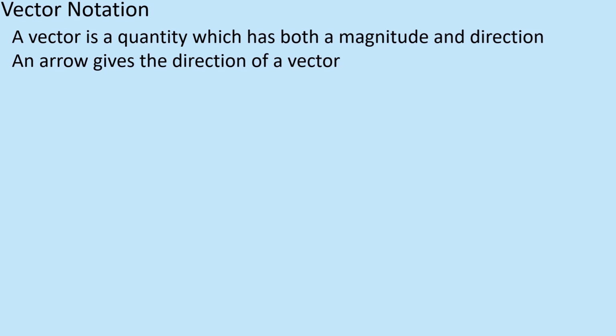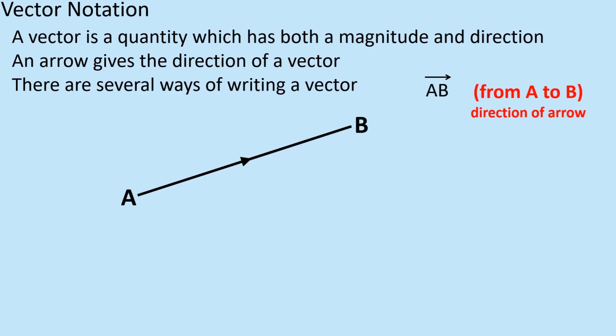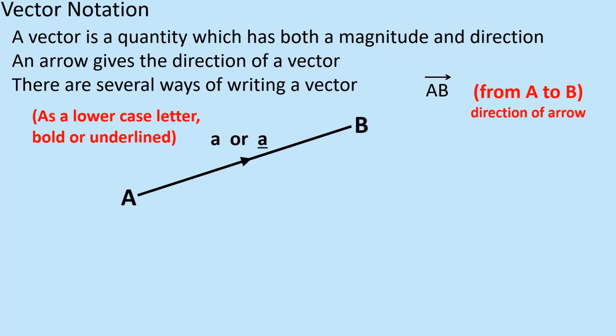Okay, so an arrow gives the direction of the vector, and there are several ways you can write it. You'll see sometimes written like this, an arrow over AB, essentially. Sometimes you'll see it written like this, where you've got A, B, and an arrow above it, and again, that's suggesting you're going from A to B because of the arrow above it. Sometimes they give you a letter, sometimes in bold, sometimes it's underlined to represent a vector. So A, or underlined A, or underscore A.